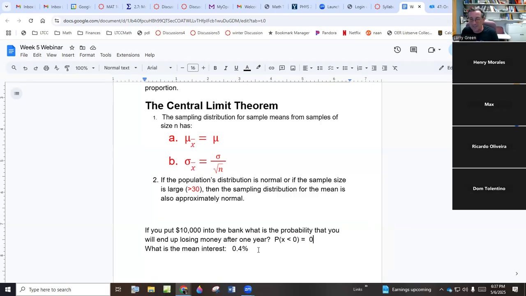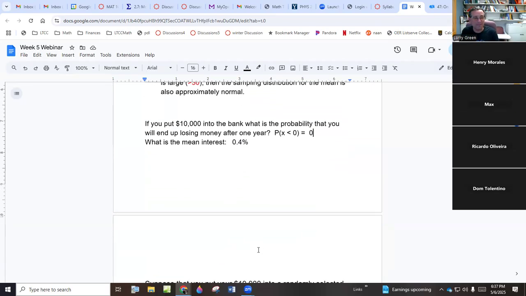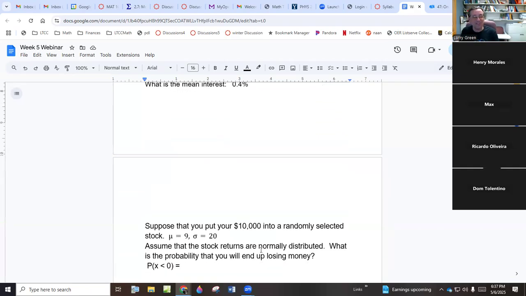Okay, so one is invest in stock. Here's the idea. Let's suppose you put your $10,000 into a randomly selected stock. Over several years, by the way, the mean is 9%, and the standard deviation is 20%. You probably know stocks go up and down a lot, and that's why the standard deviation is big. Is that clear?